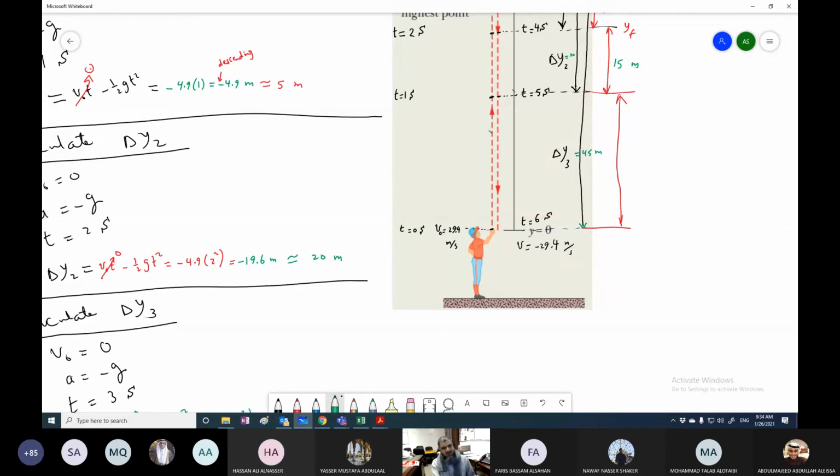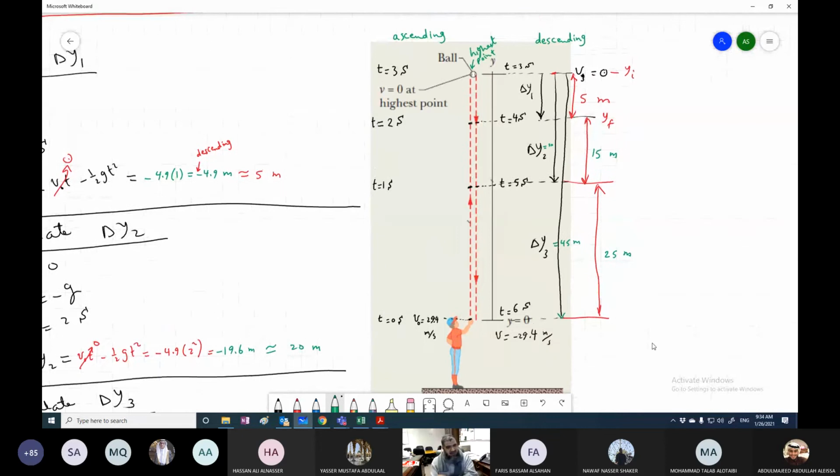If we subtract 45 minus the 20 above, how much will it be? 25 meters. So in the first second my object has traveled 5 meters. In the second second my object has traveled 15 meters. In the third second my object has traveled what? 25 meters. So is the object traveling the same distance in every second during its free fall motion? Answer? No, it's not. No.